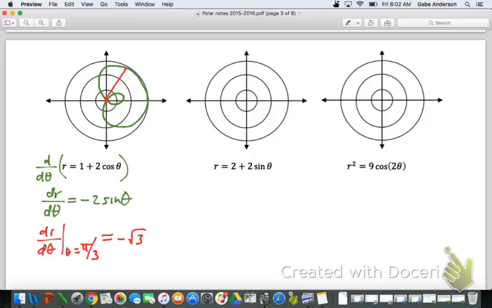And you could, of course, calculate this at any angle, right? Pi over 4, 7 pi over 3, or whatever it happens to be. And you could make a judgment based on that. But what I want you to understand here is dr d theta is not the slope of the tangent line. So if I were to think about a tangent line on a graph like this, we could say the tangent line would look something like this.